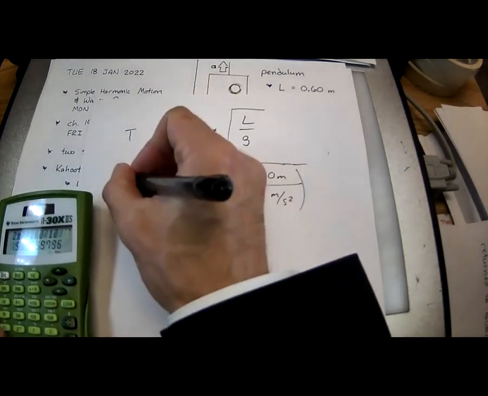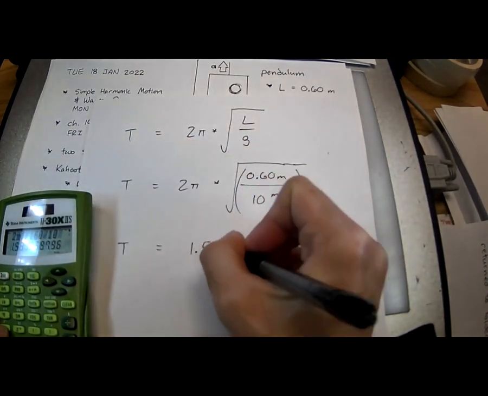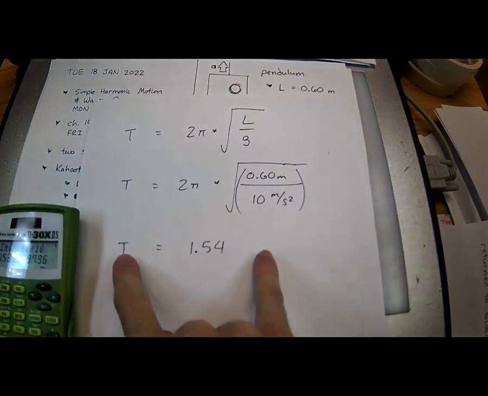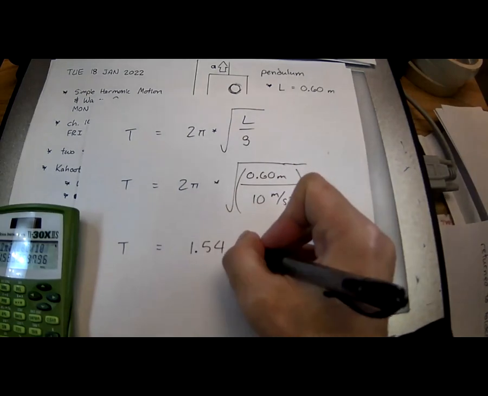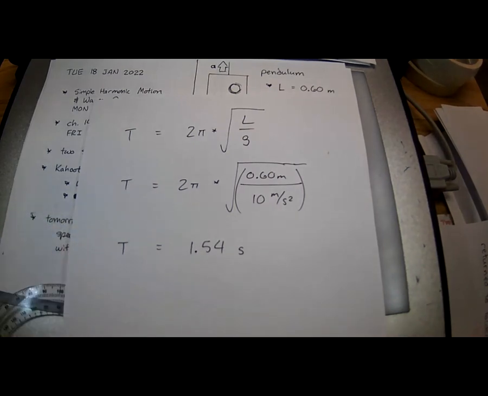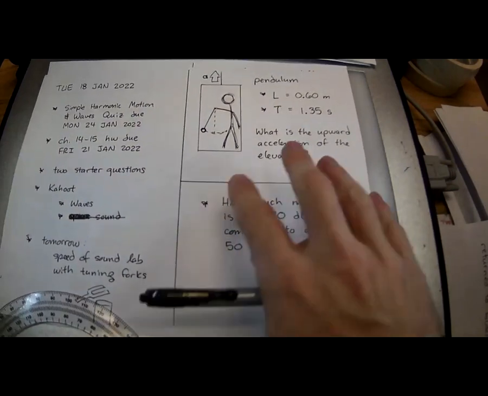I'm looking at, remember, this refers to time period, 1.54. What's the unit? That's 1.54 what? Seconds. Yeah, because time period, right? So it takes about a second and a half to swing back and forth. 1.54 seconds. Okay. Now let's go back to my starter question.